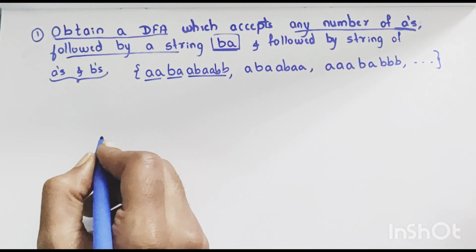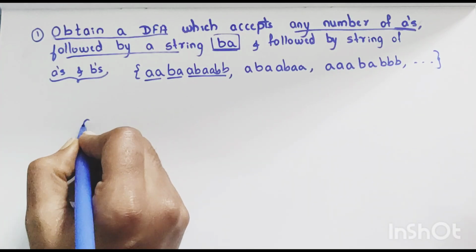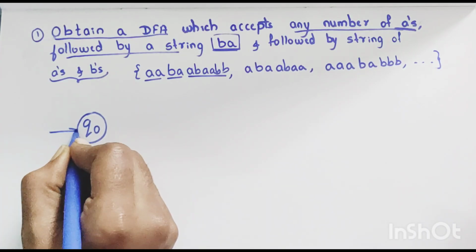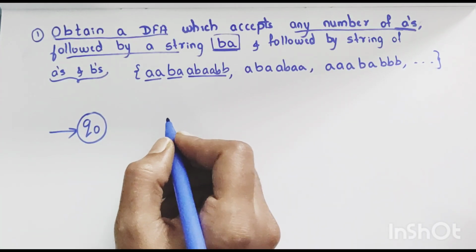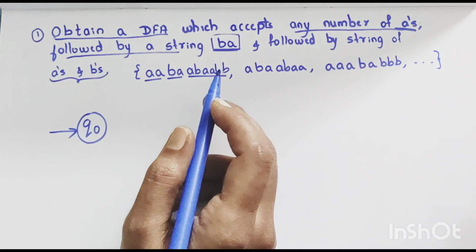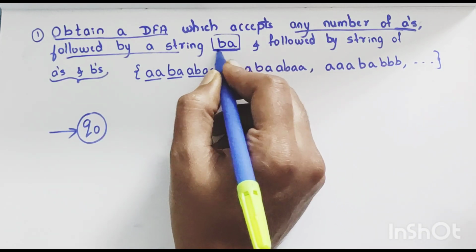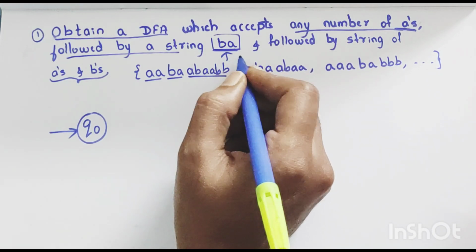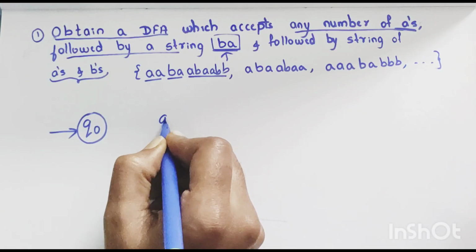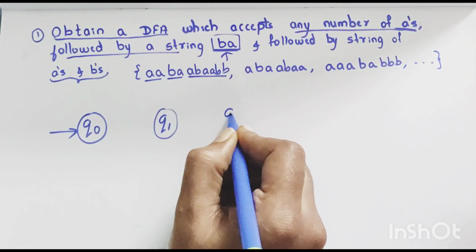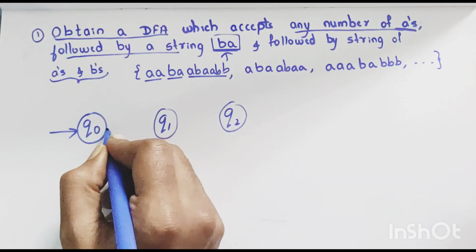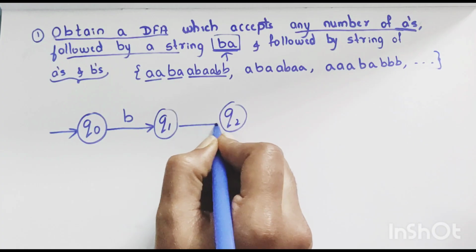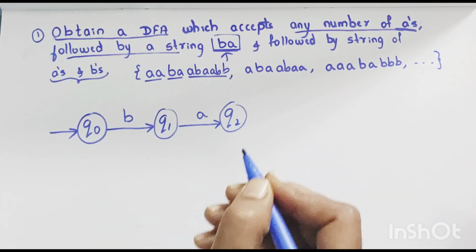Initially we are going to have a state called Q0, which will be considered as the start state. The short trick to build the proper DFA for the given condition is we should concentrate on the condition. Here the condition is BA, so the DFA should have BA. I will take the compulsory transition for BA first. So I will write B transition from Q0 to Q1, then A transition from Q1 to Q2.